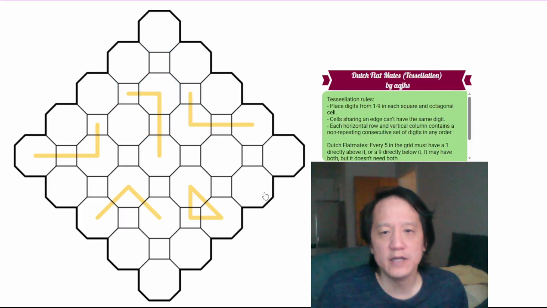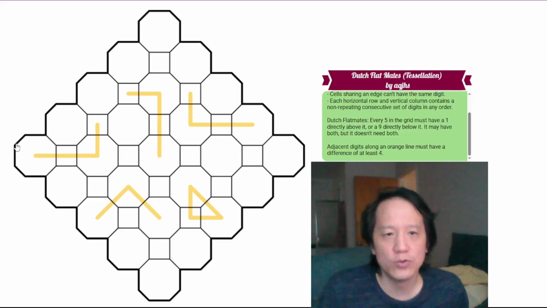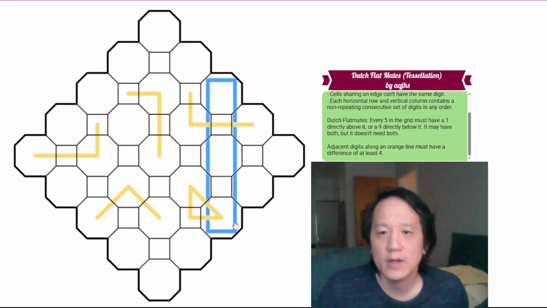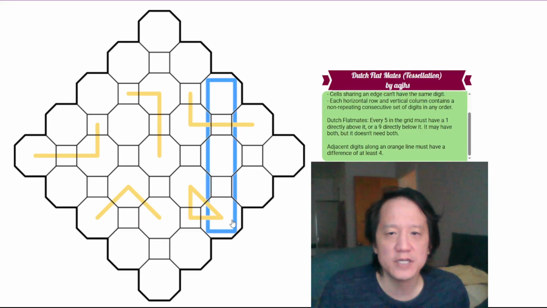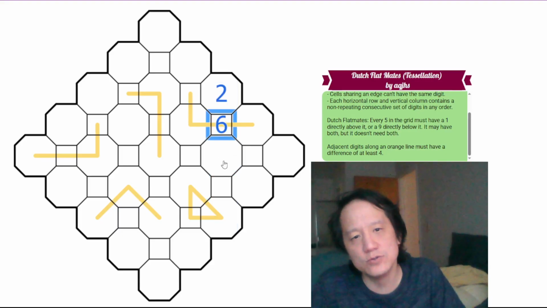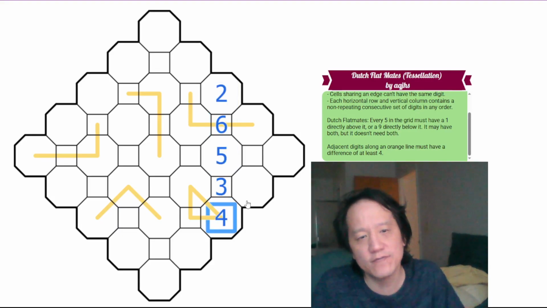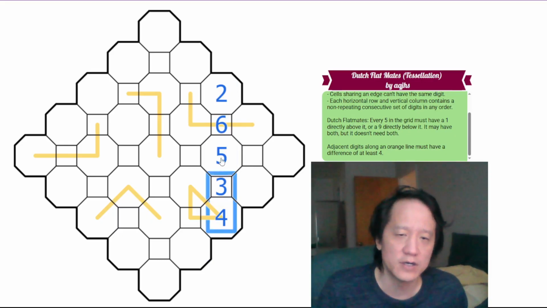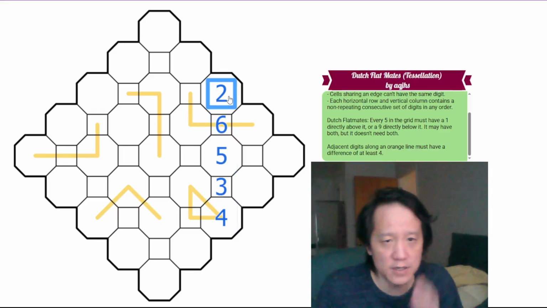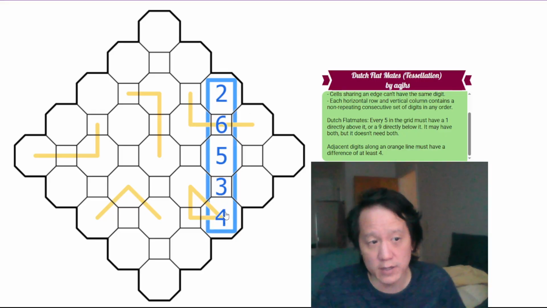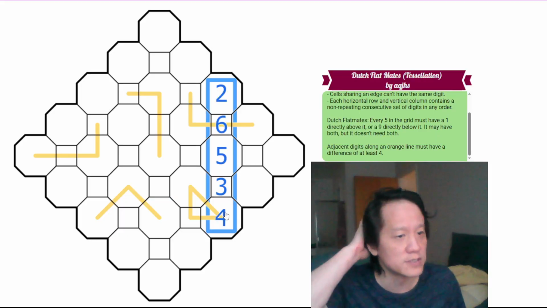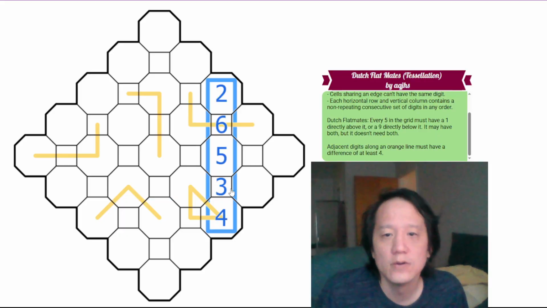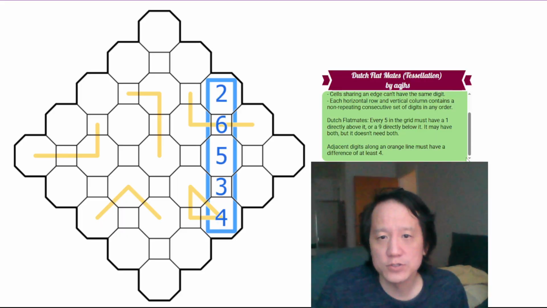And finally, each horizontal row and vertical column contains a non-repeating consecutive set of digits in any order, which is basically the Renban rule, right? So you could have something like 2, 6, 5, 3, and 4 here, and that would be valid because along this column, you form a Renban of 2, 3, 4, 5, and 6, which is consecutive. What else do we have?